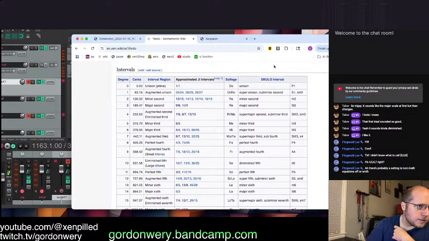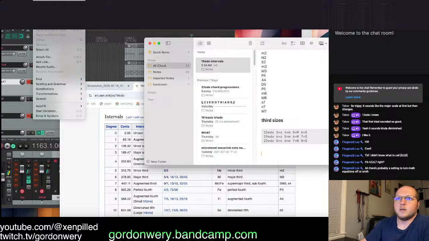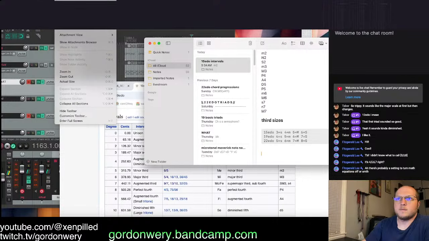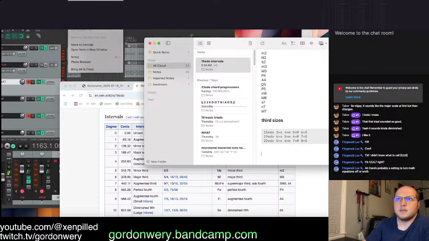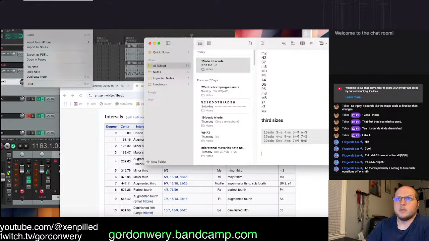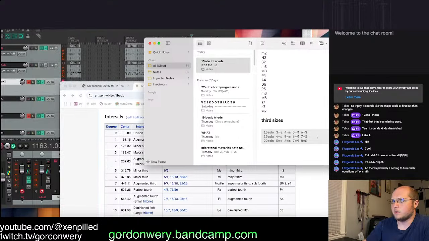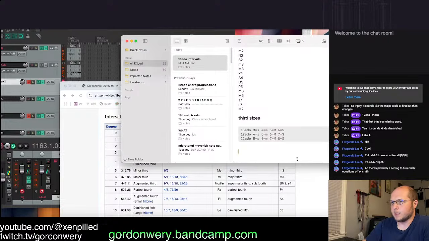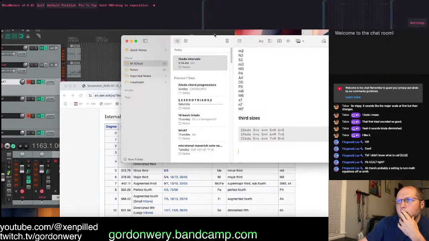It's probably a setting to turn math. Dude, I turned off like all the settings, man. I turned them all off. A bunch of these were checked off before, and I've turned everything off. It still just tells me what it wants. It knows better than I do what I'm trying to type. It's just so annoying. Just let me type what I'm typing. You know what I mean? Okay, so anyway.